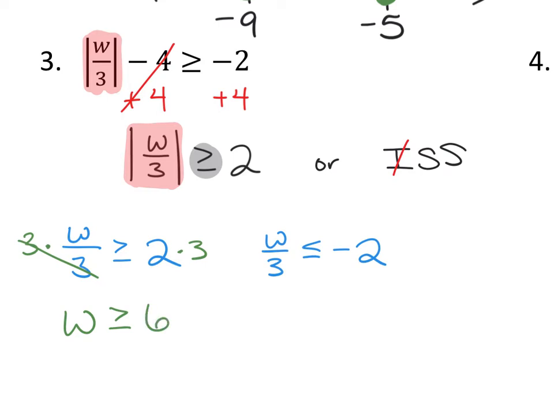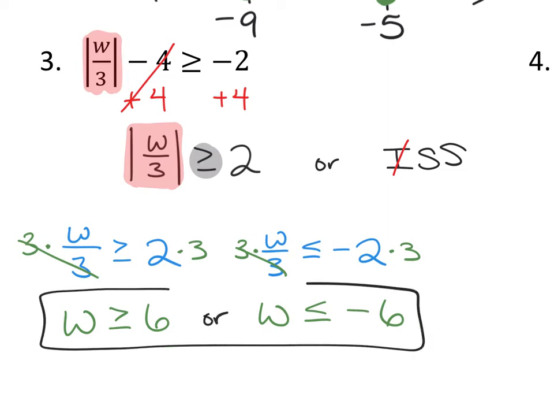Same thing, if I am already dividing by 3, because fractions are division, all I have to do to undo division is to multiply. So again, multiply by 3. This is going to be w less than or equal to negative 6. Now before I put a box around these answers, what word do I put in between them? Or. If it doesn't have a word in between them, it is incorrect. I need to know if it's and or if it's or. That's super important for me.